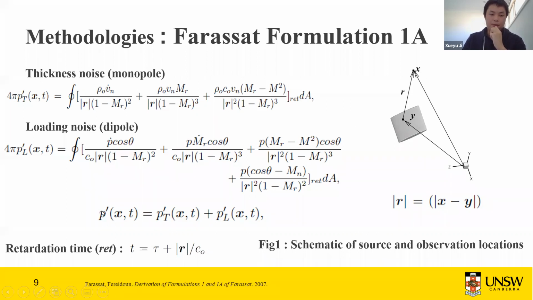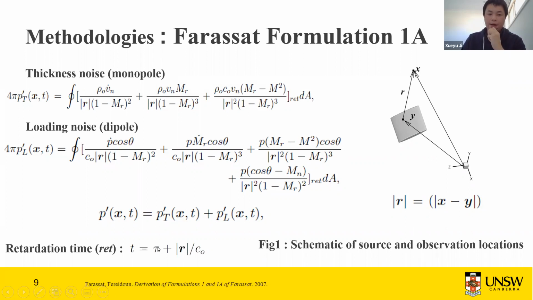And the total sound pressure for a given observation location is equal to the summation of the thickness noise and loading noise. But if you look at the equation, you can find that here we have the RET. It means the retardation time. If you look at this picture, here we have the origin, and we have a source location Y on the wing surface, and an observer location S, and R is the distance from the source location to the observer location, and the expression is this equation.